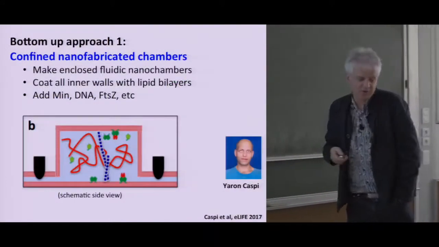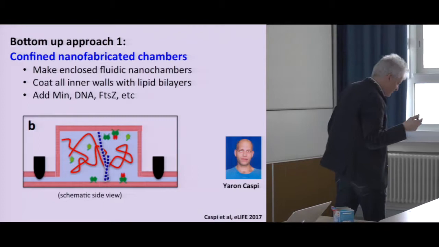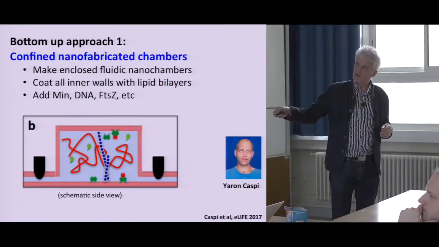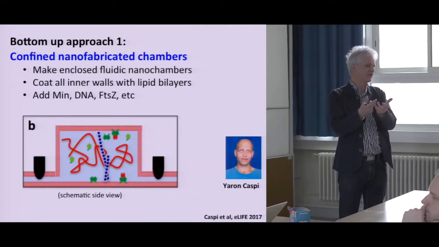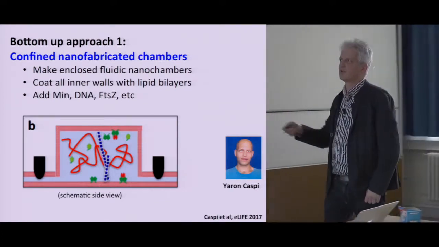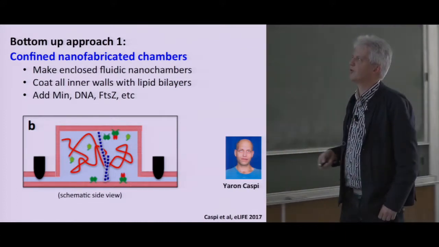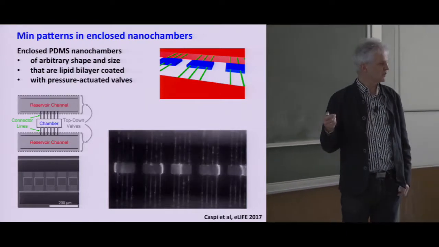So we do this in various ways. One way is to build what we call in vitro systems. It's basically a nanofabricated chamber which we coat with a lipid, which mimics a little bit the inside of a cell. Then we fill it with DNA and proteins and study this kind of thing, and have some valves to close off, worked by my postdoc Jaron Kaspi. Here, for example, I showed you some of these Min oscillations.